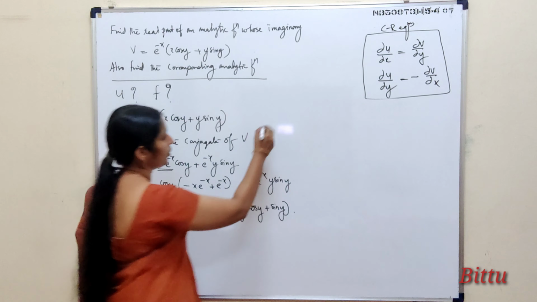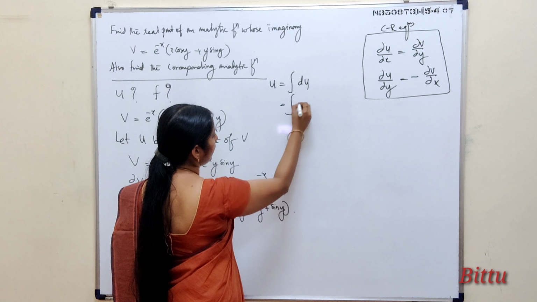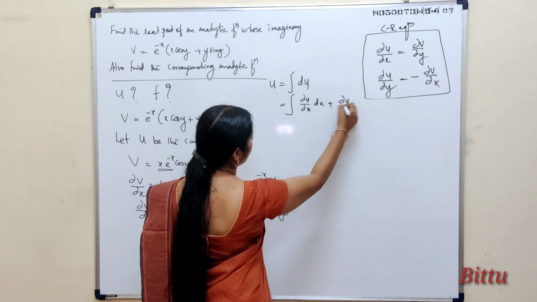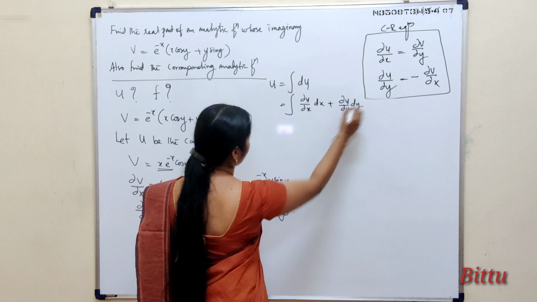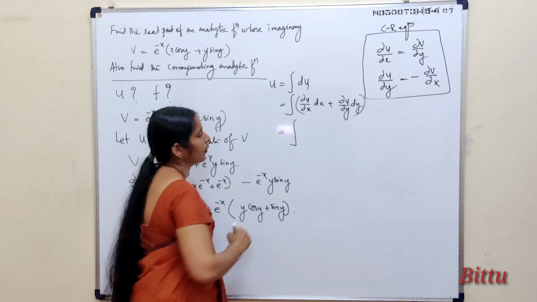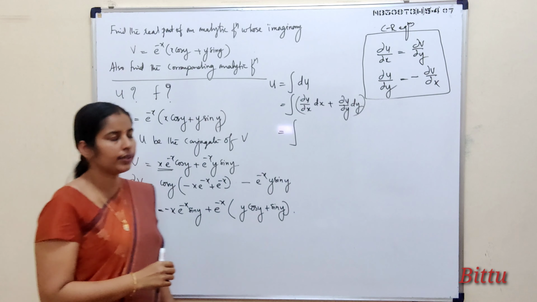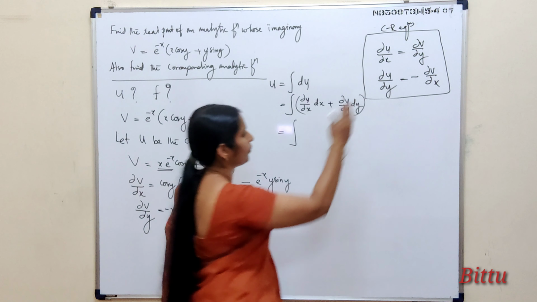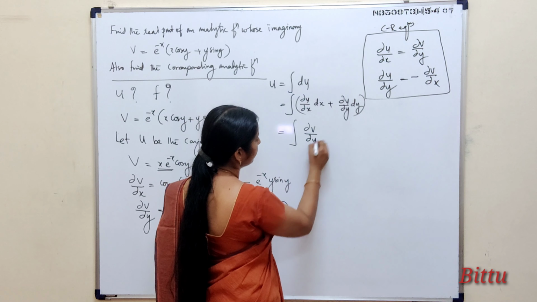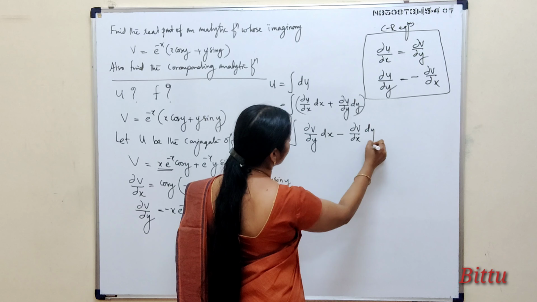Next we can find u. What is u? u is the integral of du. What is du? It is ∂u/∂x dx plus ∂u/∂y dy. That is the integral. You replace these derivatives in terms of derivatives of v with the help of the Cauchy-Riemann equations. What is ∂u/∂x? It is ∂v/∂y, and ∂u/∂y is minus ∂v/∂x into dy.